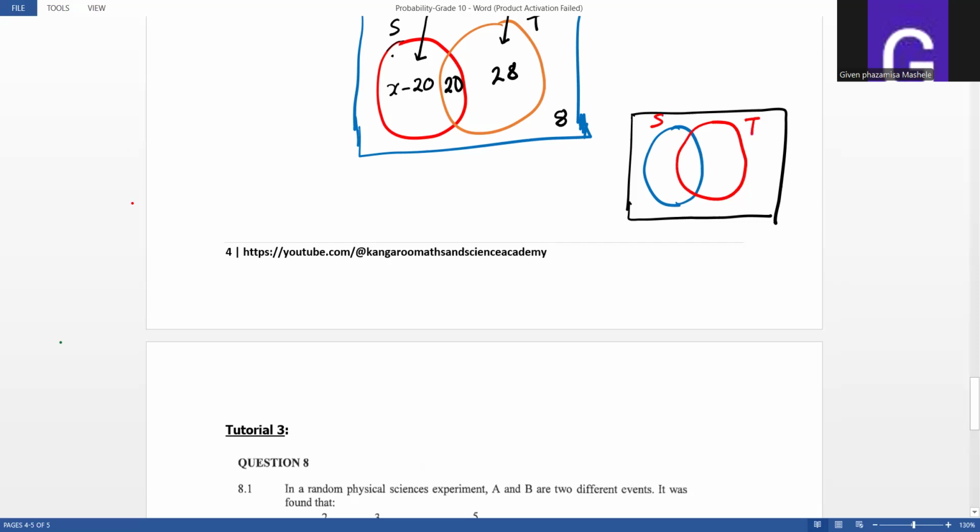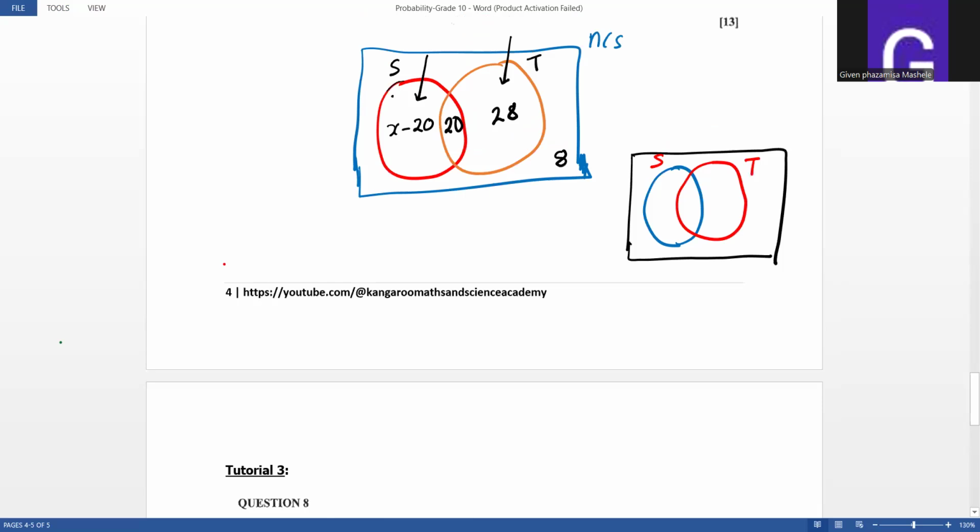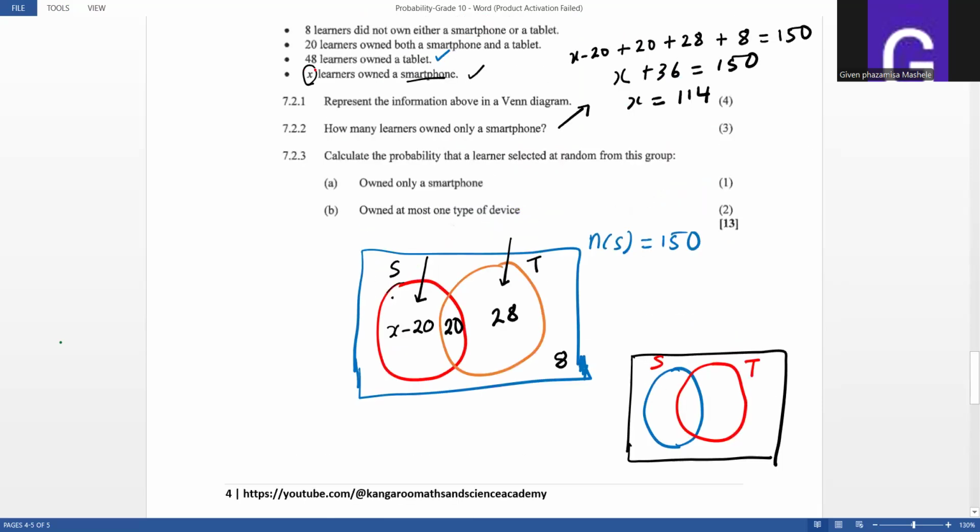Remember I said we have now determined the value of X. We got 114. It means 114 is the learners who own the smartphone. So where there is X, we substitute by 114. 114 minus 20 will give us 94. Then this will be 20, this will be 28, this will be 8. If we add 94 plus 20, plus 28, plus the 8, it will give us 150.